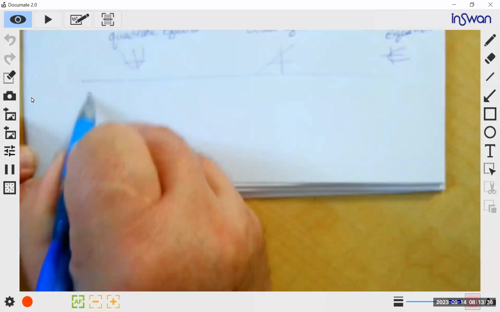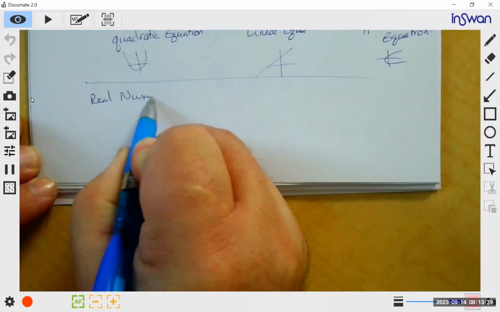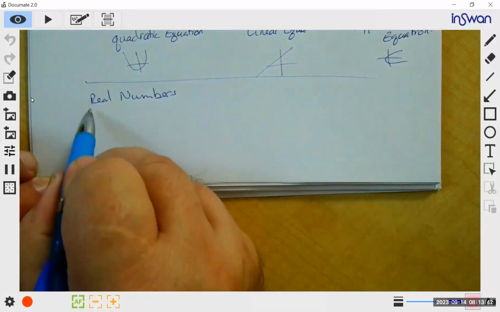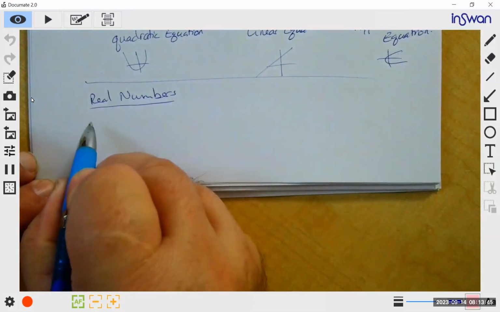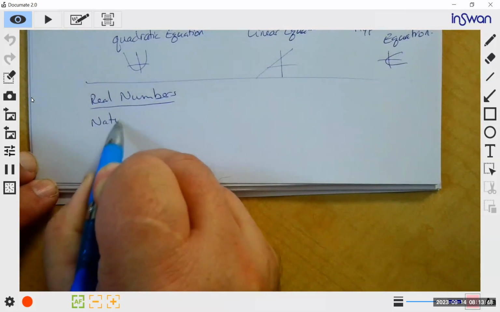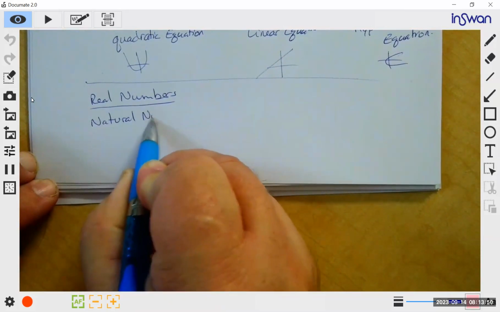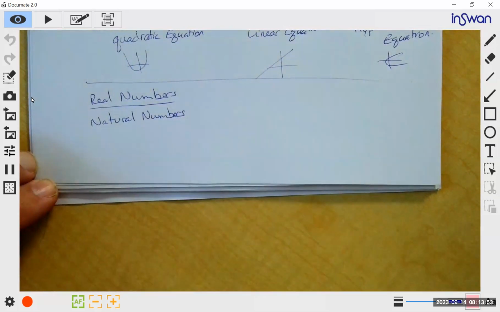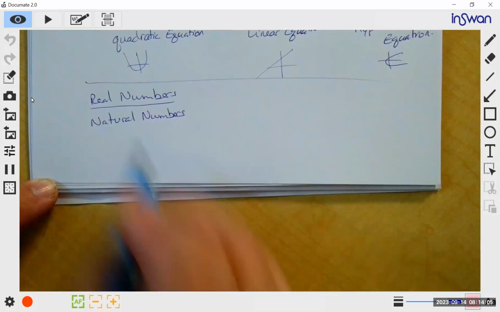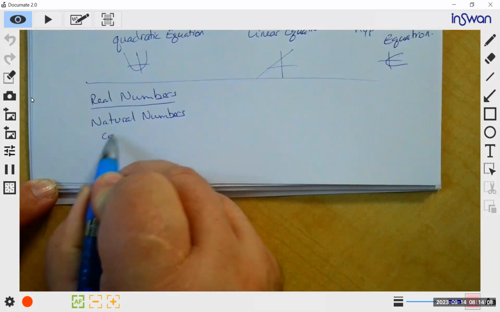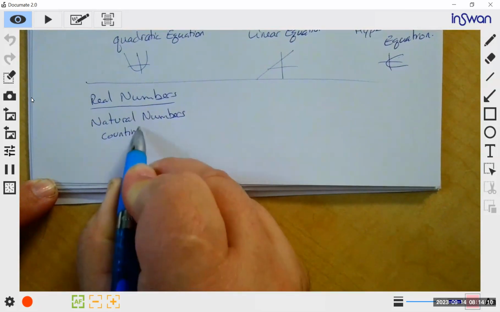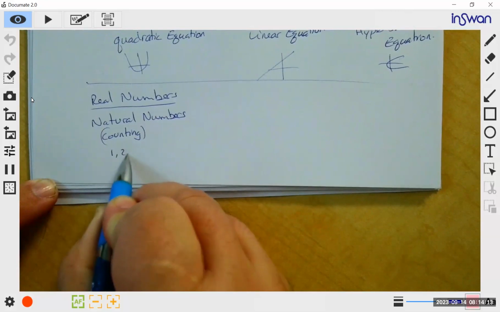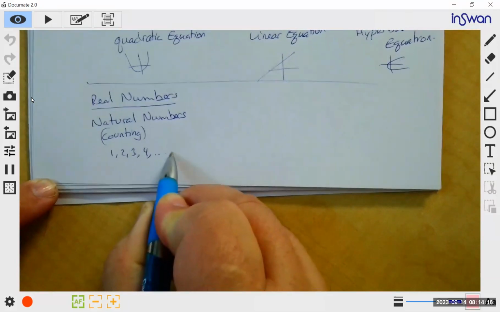We'll come back to this in a second. But we talk about real numbers. Real numbers begin with the natural numbers. What are natural numbers? If I ask you to count to 10, where do you start from? That's what these are. These are also called the counting numbers. So this is 1, 2, 3, 4, all the way to infinity.